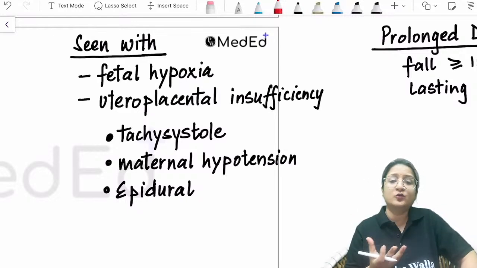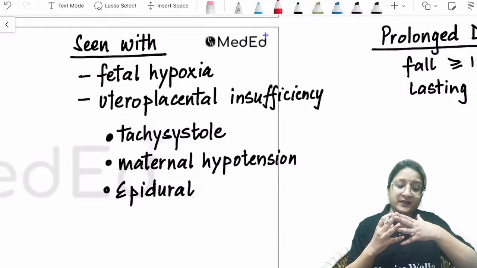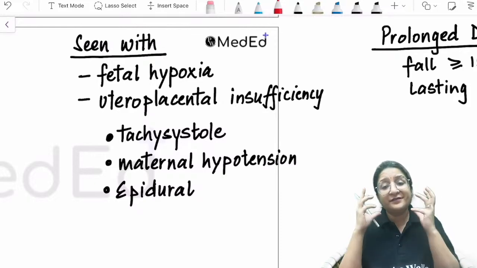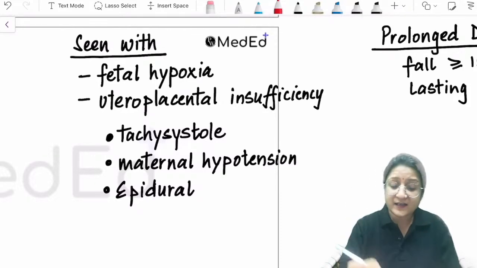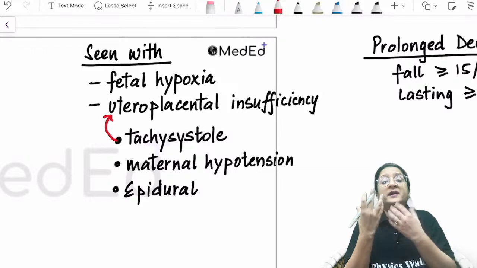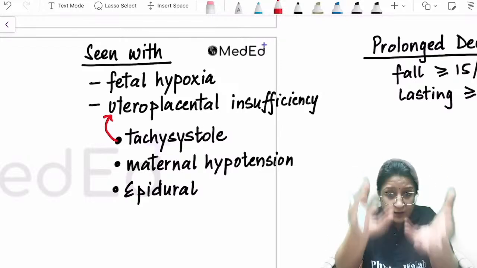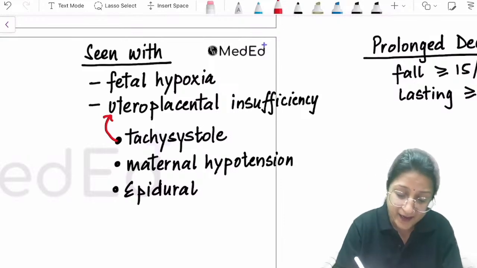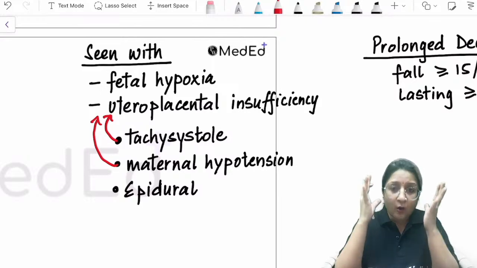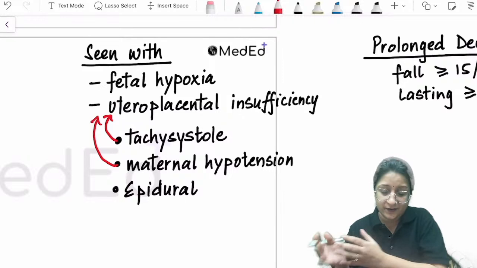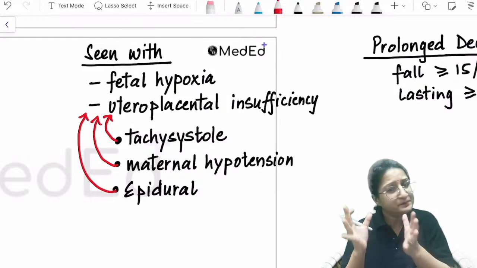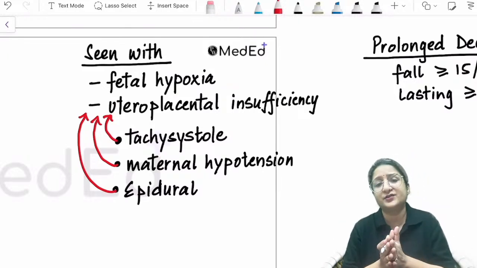For example, there is a woman who is laboring and she's getting excessive uterine contractions. There's tachysystole, which means excessive uterine contractions, more than 5 in 10 minutes. Excessive contractions will also cause uteroplacental insufficiency. Sudden maternal hypotension also does, because then how will the mother maintain forward blood flow into the placenta? Epidural analgesia also causes hypotension as a side effect, so it can contribute to uteroplacental insufficiency too. So these are the situations where late decelerations are seen.